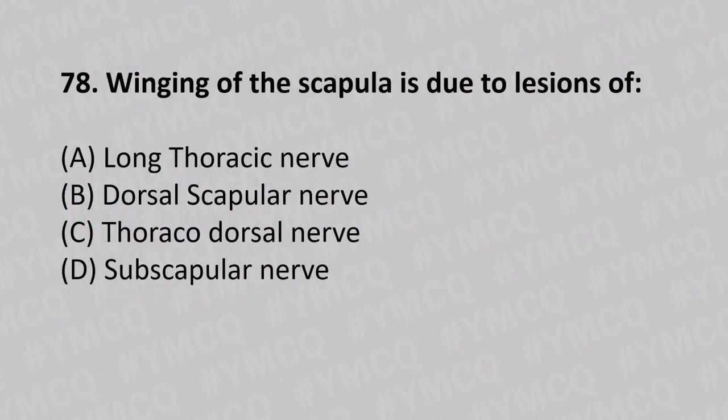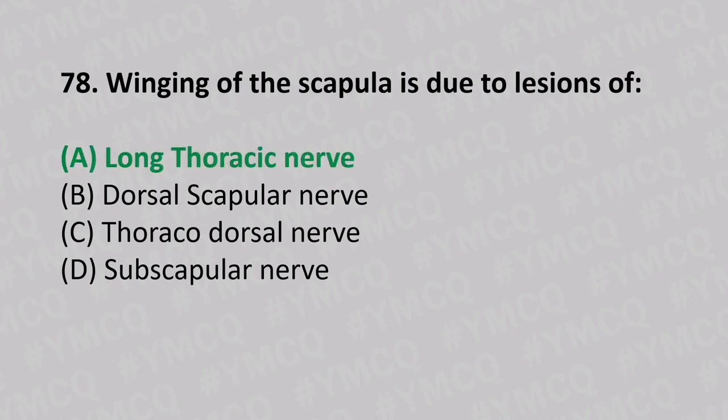Moving to our 78th question. Winging of the scapula is due to the lesion of Option A, long thoracic nerve. Option B, dorsal scapular nerve. Option C, thoracodorsal nerve. Option D, subscapular nerve. And the answer is Option A, long thoracic nerve.